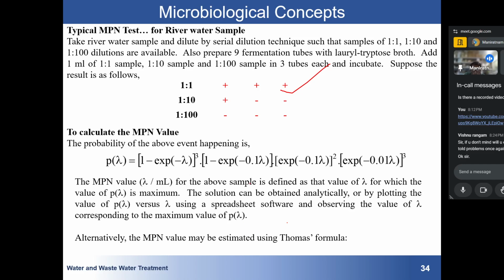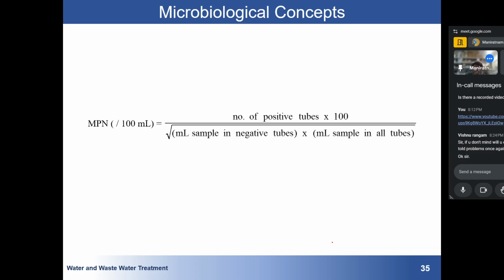So if you plot this graph, it will come out to be like this. Wherever this is maximum, that will be your lambda and that will be your MPN value. Another method is use of Thomas formula.